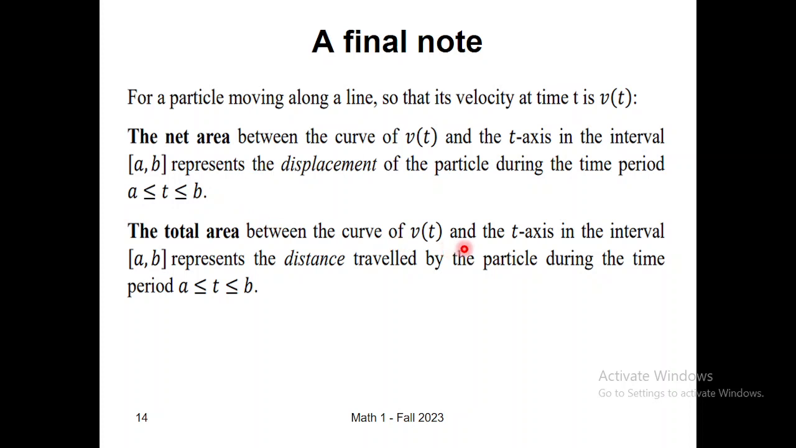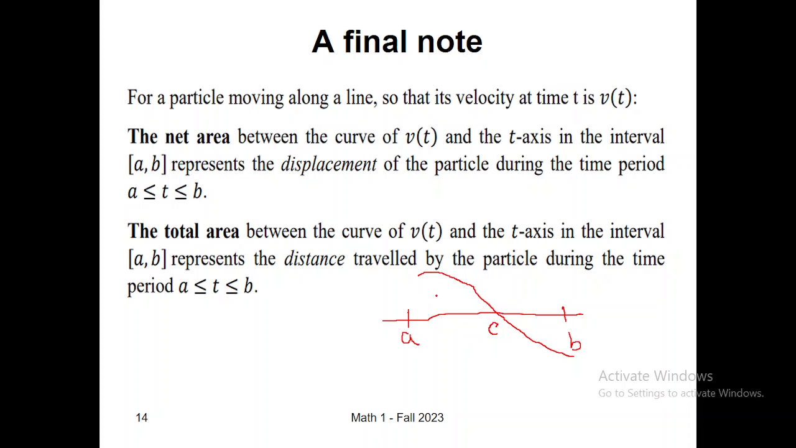But now if you want to find the total travel distance, you have to divide the interval, consider the parts when v of t is positive separately, and also the parts when v of t is negative separately, integrate each of them, and then add the results in absolute value. For example, if you are integrating this velocity function over the interval from a up to b, and it happens that the velocity function in this part is positive, and in this part it is negative, then from a up to c, the integration will be positive.